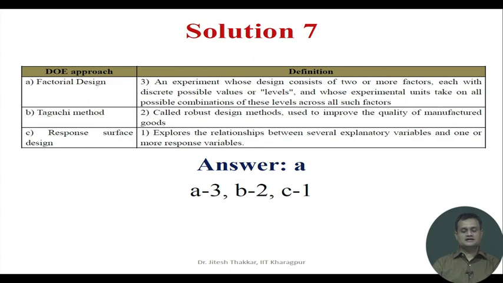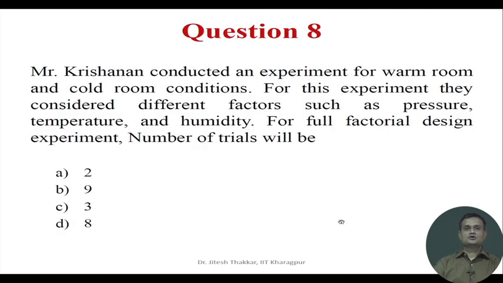Response surface design explores the relationships between several explanatory variables and one or more response variables. Question 8. Mr. Krishnanan conducted an experiment for warm room and cold room conditions. For this experiment, they considered different factors such as pressure, temperature and humidity. For full factorial design experiment, number of trials will be: A, 2; B, 9; C, 3; and D, 8.